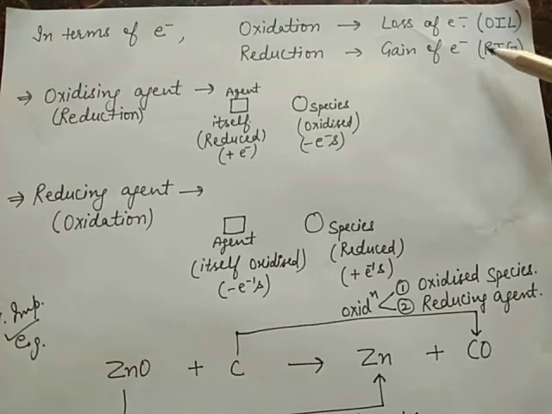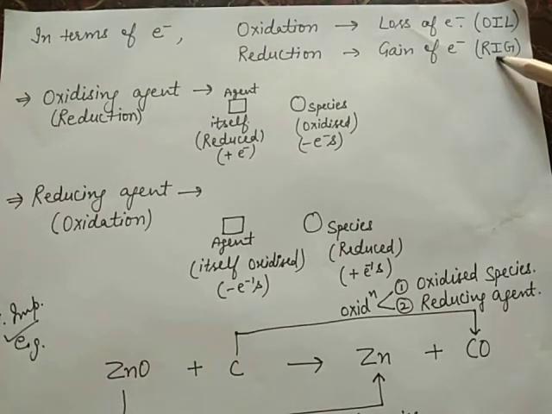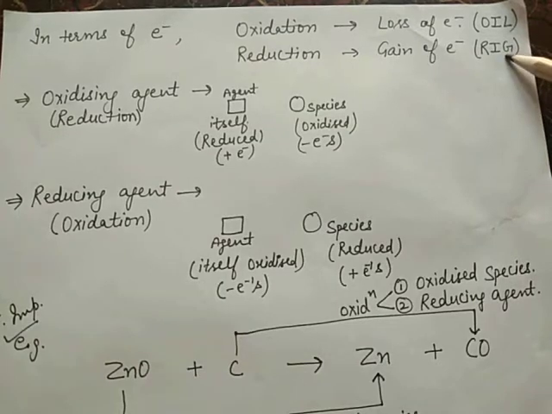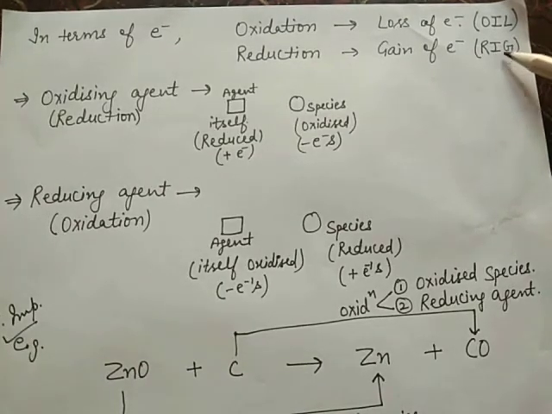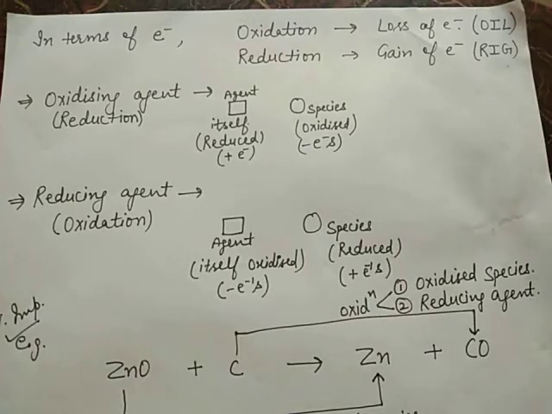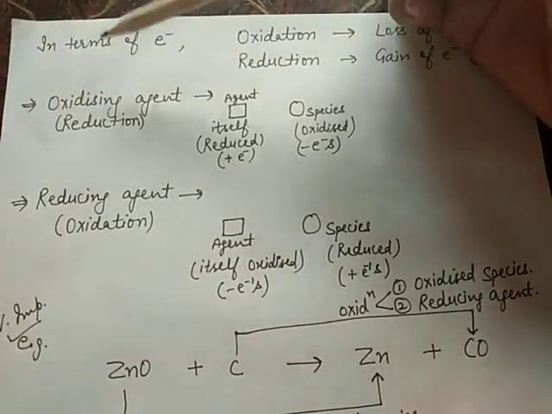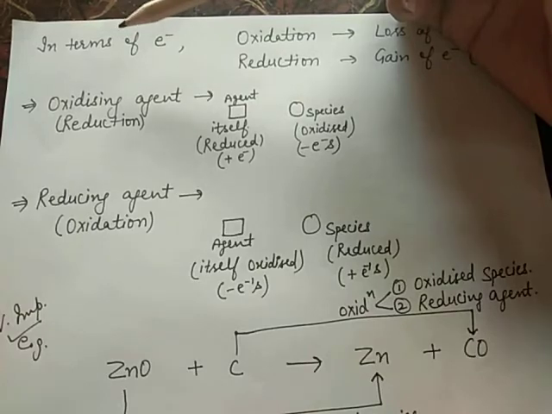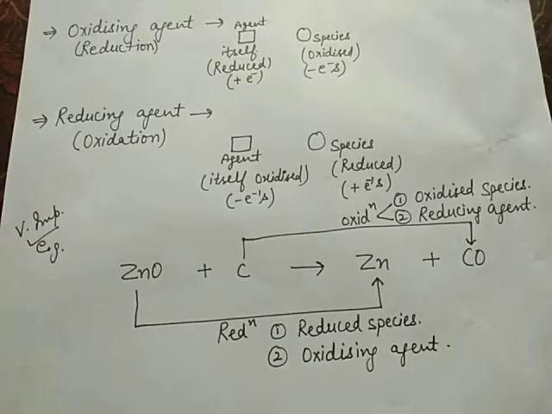And the short form is RIG. R means reduction, I means is, and G means gain. Means reduction means the gain of electrons. Now we are going to see how the oxidation and reduction take place in a chemical reaction.